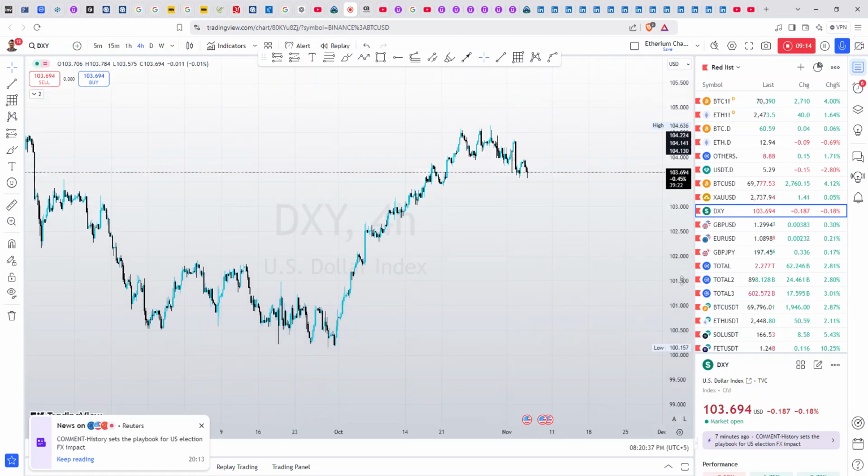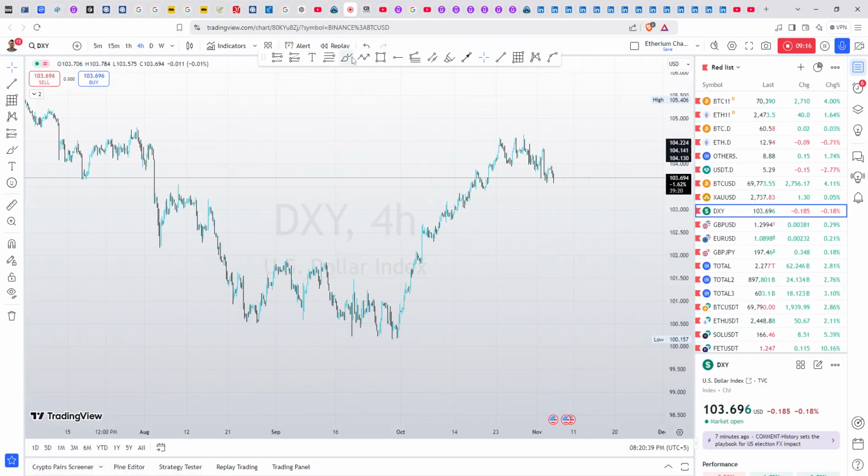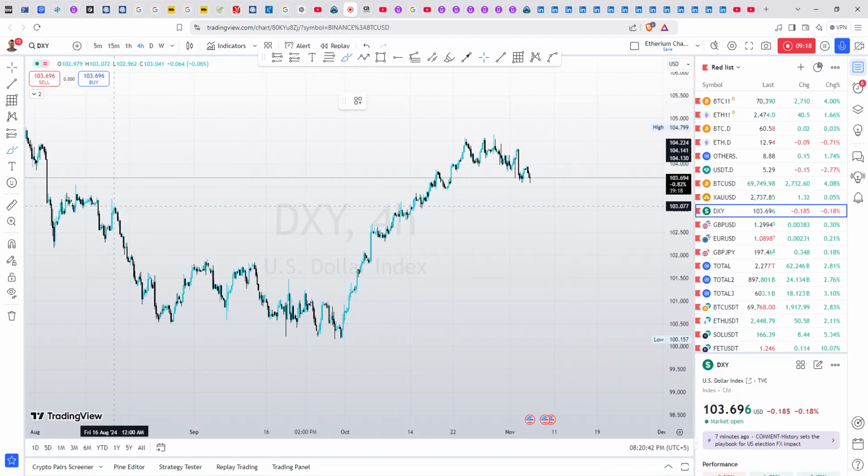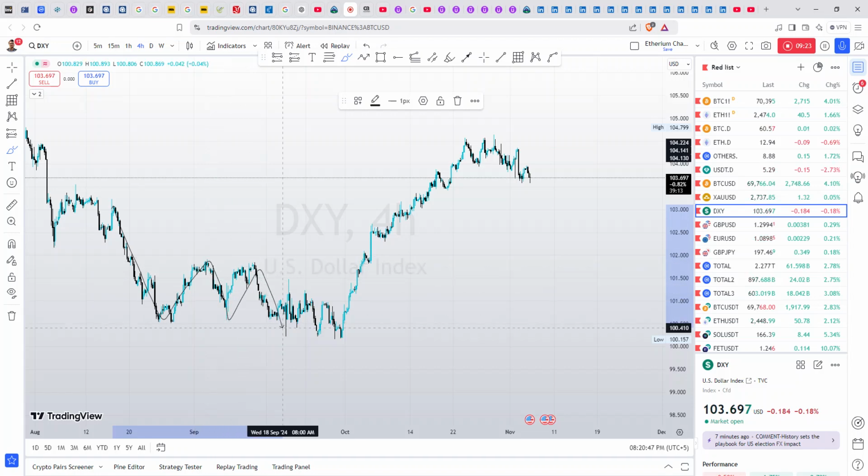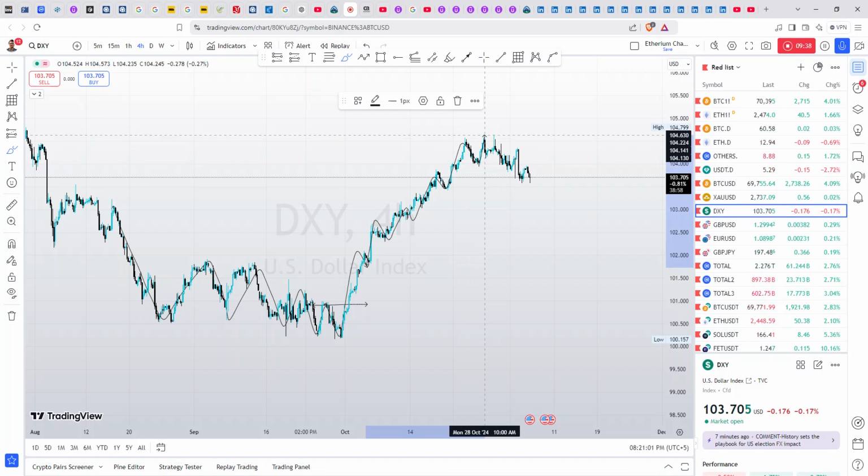If you see, the dollar has taken a big move. It was lower high, lower low, lower high, lower low, followed by a break of structure at this point. Then higher high, higher low, repeated several times, then lower high, lower low, lower high, lower low. This seems like a break of structure as well. So this is a market structure shift.